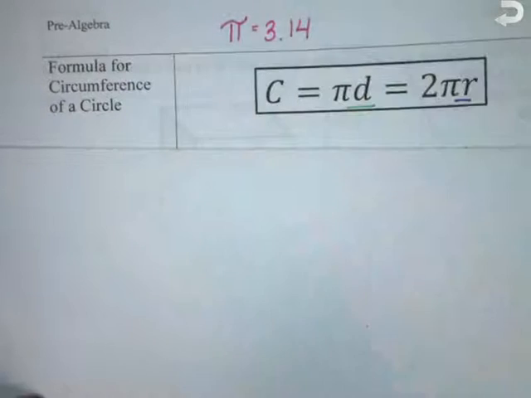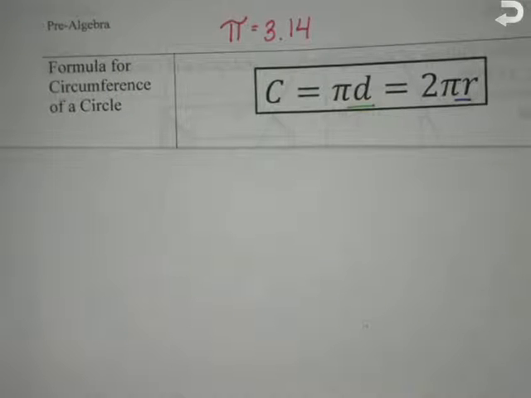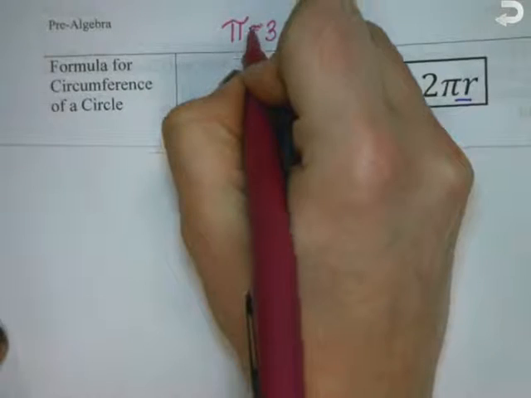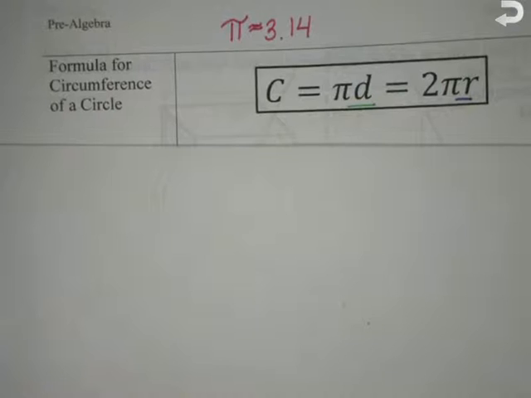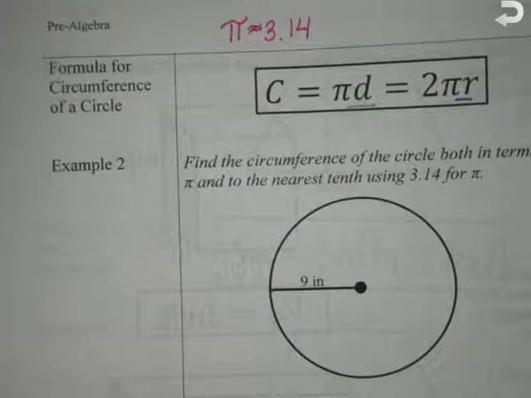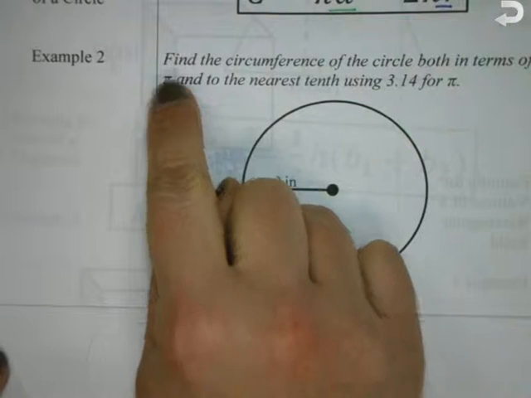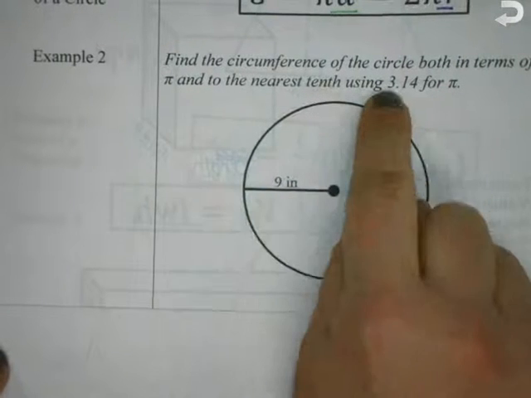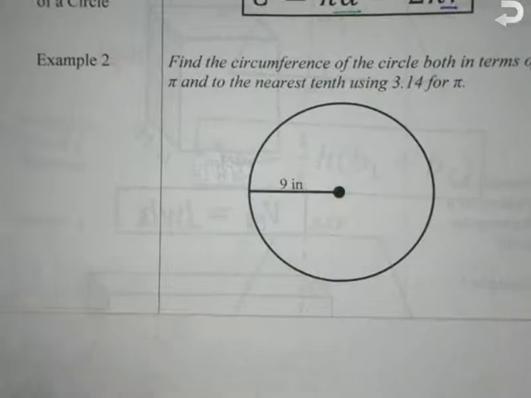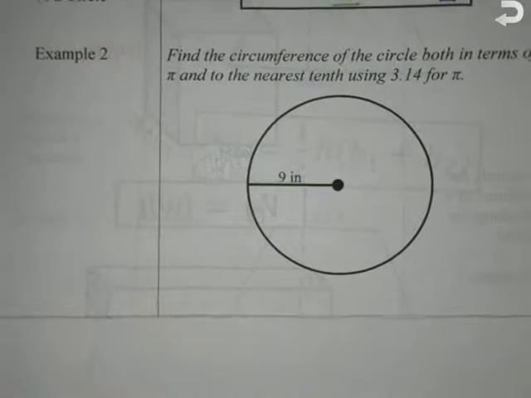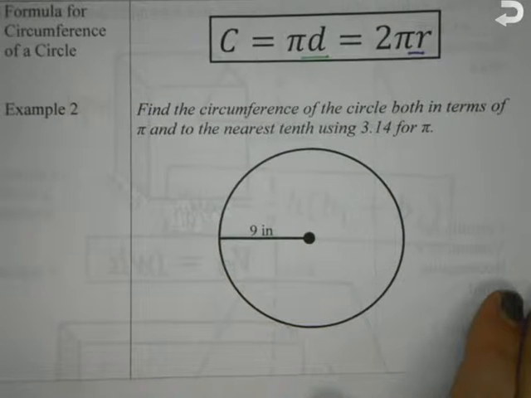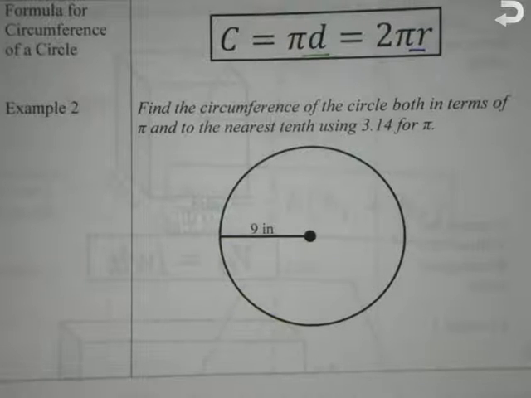Okay. So, for example 2, we want to find the circumference both in terms of pi and to the nearest tenth using 3.14 for pi. So, we're going to actually have two answers here for example 2. Now, what am I given in this circle? Am I given the diameter or the radius? The radius. So, am I going to use the first equation or the second one? The second. So, let's find the circumference in terms of pi first.